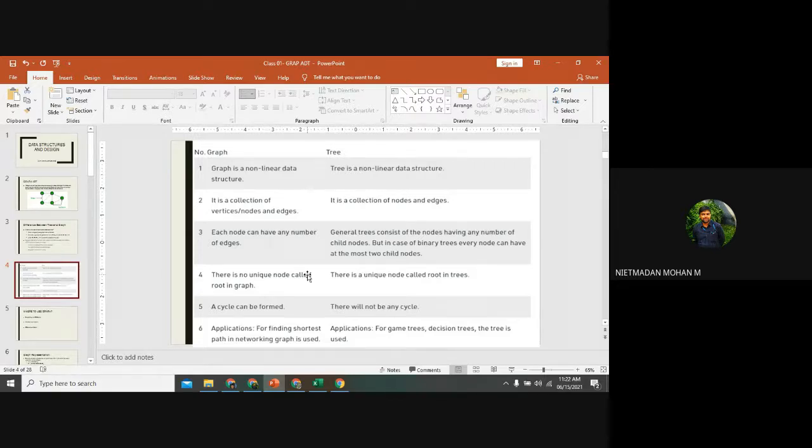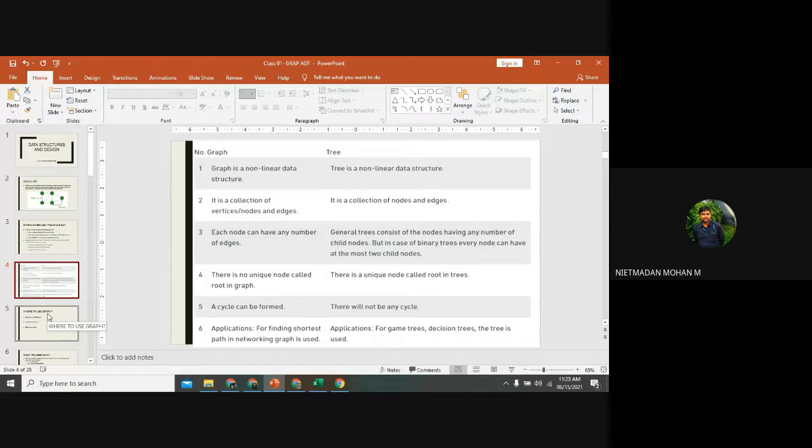The application of graphs is finding the shortest path. We have seen some examples in Google Maps, Facebook, and one more thing, e-commerce websites. These are the basic examples of graph applications. When you are going to design this kind of website or application, you want to represent the program in a graph structure.